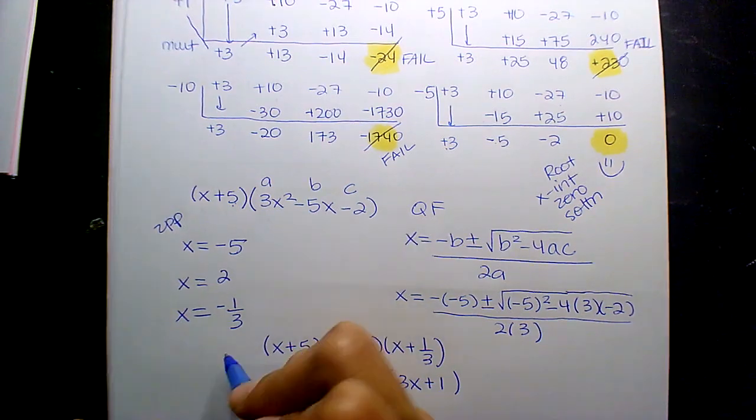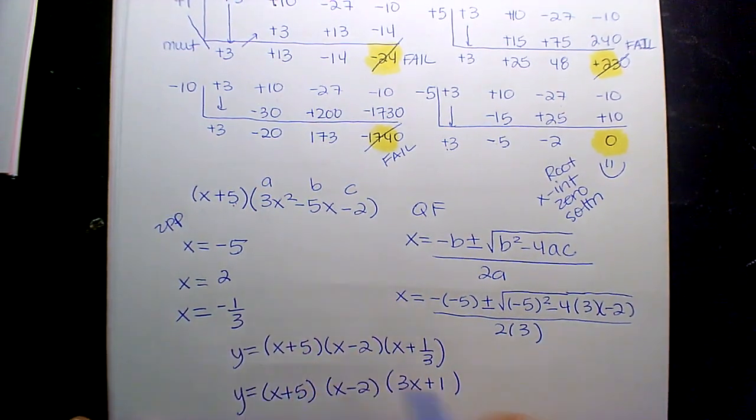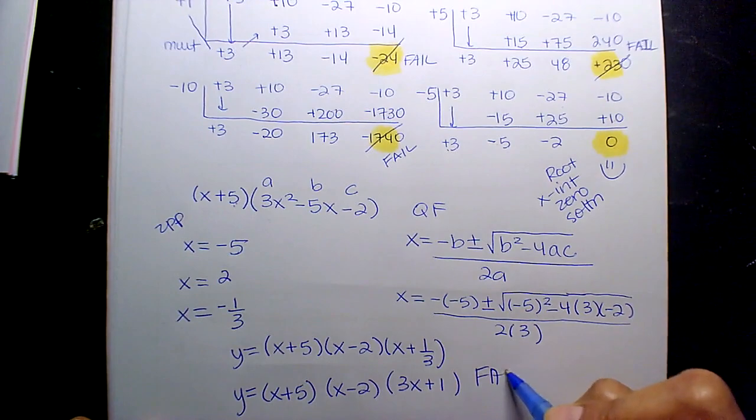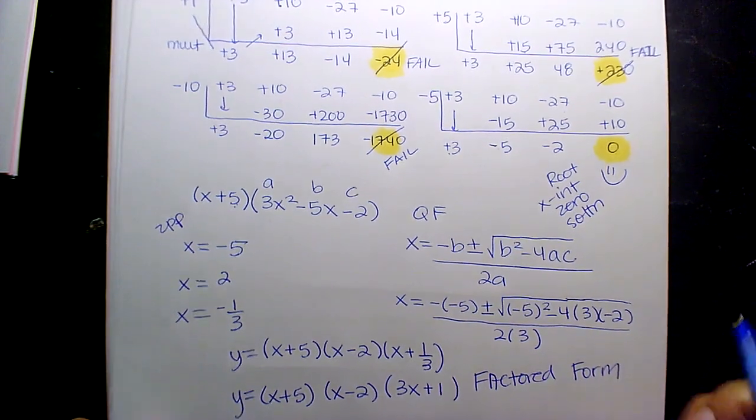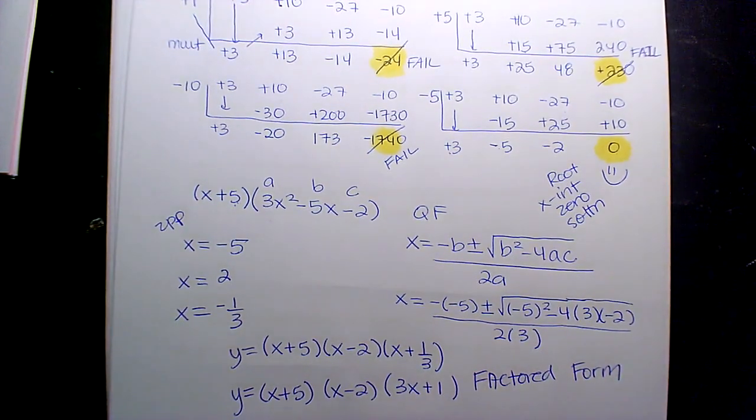So if they asked you to rewrite the function, this would be it in factored form. And then obviously they could have you graph off of this, because you have your roots, you could put it in a table, put values in between.